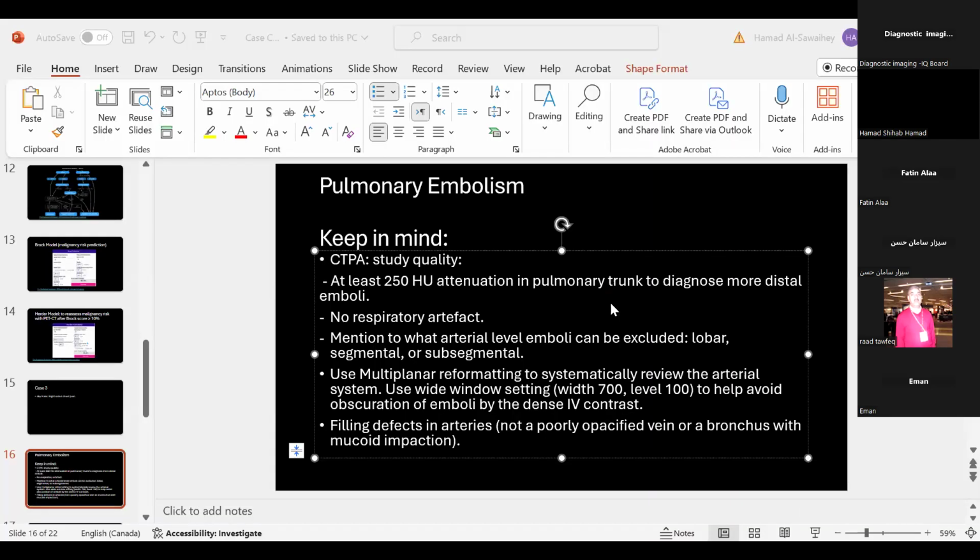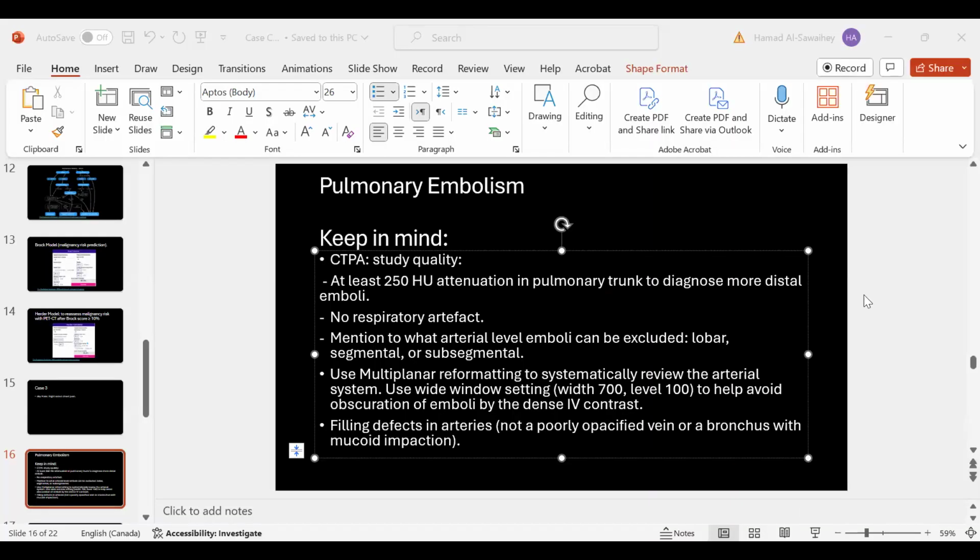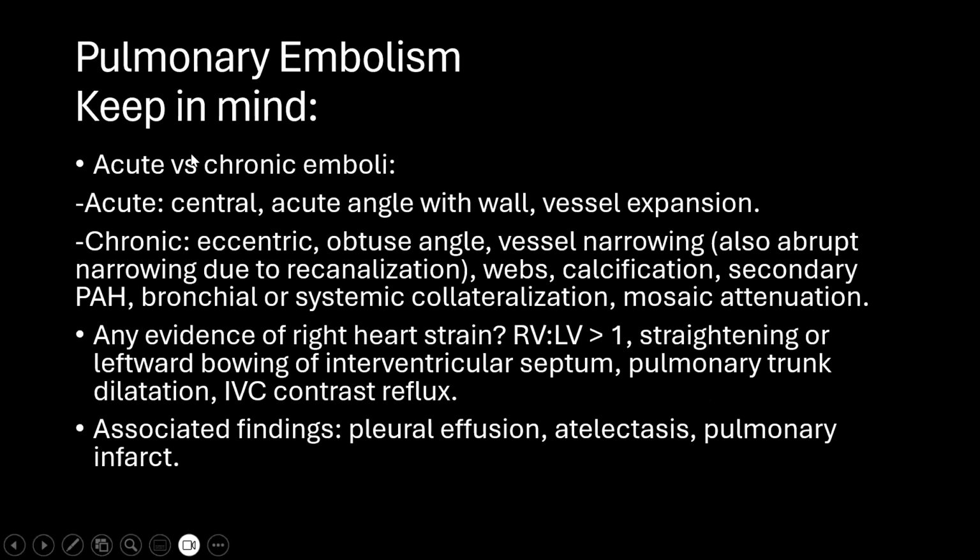I apologize that the session is taking longer, but I wanted to highlight important features. So this is from our last case. You can read this later. Differentiating acute and chronic emboli and evidence of right heart strain, as we said, and associated features. So this is our patient.